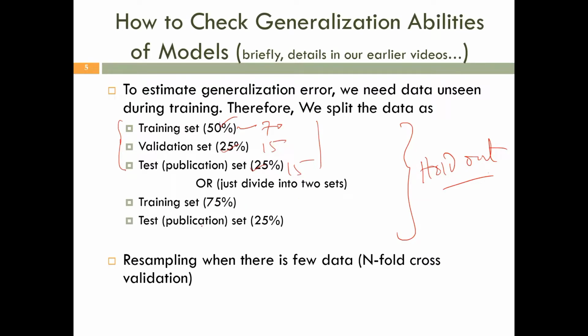The popular one is the way you divide into 2, very popular among people. Just divide your data into training and test. That's all. It could be 75, 25%. It could be 80, 20. It could be 70, 30. Very common, 70, 30 ratio is very common. 80, 20 also common, but it could be anything.